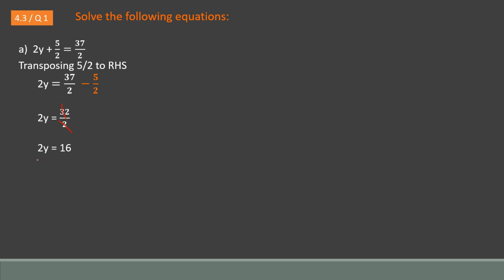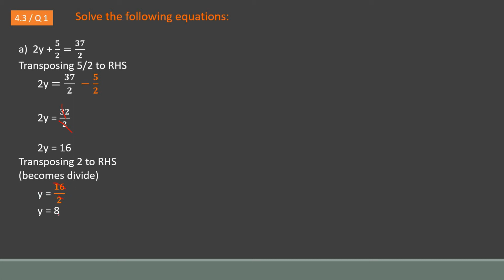Now, along with the variable, the number is 2. So, as per my transposing rule, I am going to shift this 2 from left hand side to the right hand side. If it is multiply here, then after coming to the other side it will become divide. So, transposing to the right hand side, it will become divide. So, y is equal to 16 upon 2.